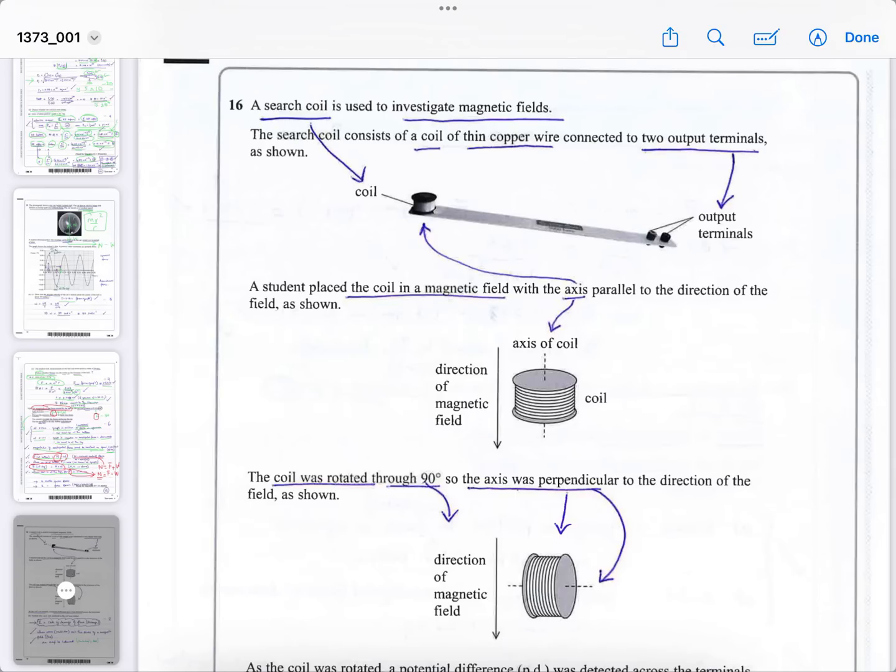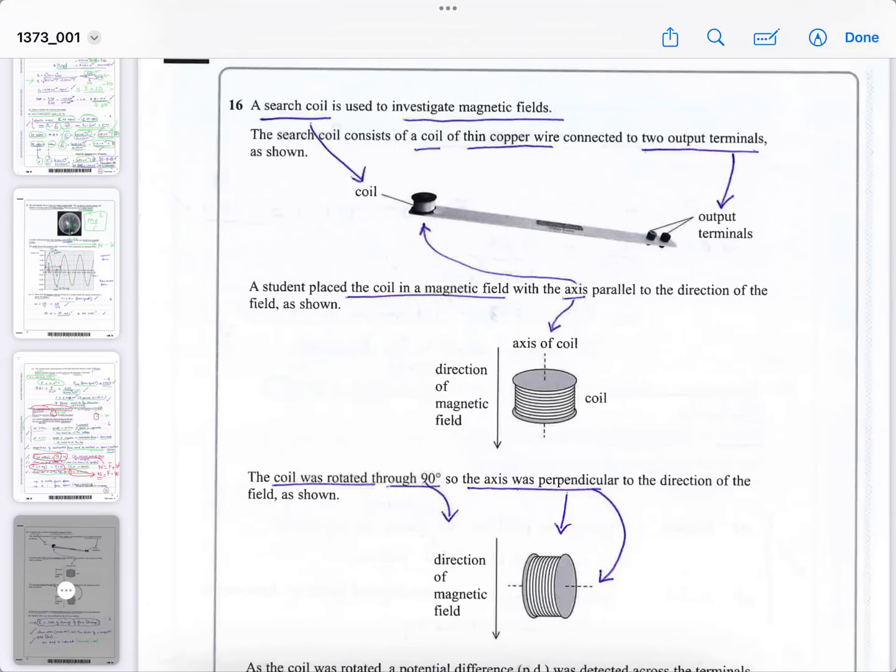So a search coil is used to investigate the magnetic field. Obviously, if you put a coil in the magnetic field, there will be an EMF induced in that coil depending on the angle at which it cuts through the field lines. So it's called a search coil. It consists of a coil of thin copper wire connected to output terminals, as shown on a diagram. And the student placed the coil in the magnetic field with the axis parallel to the direction of the magnetic field, as in the first diagram.